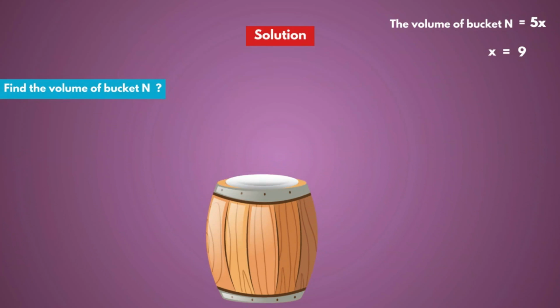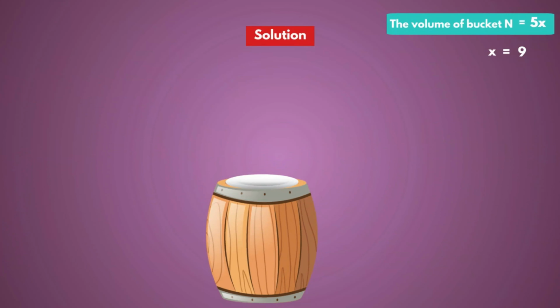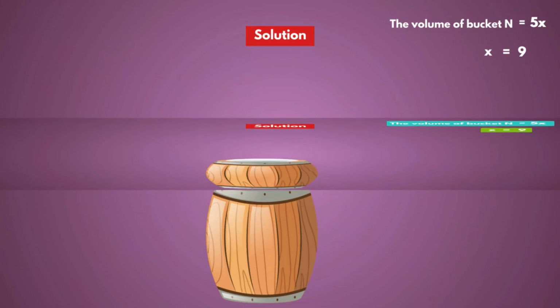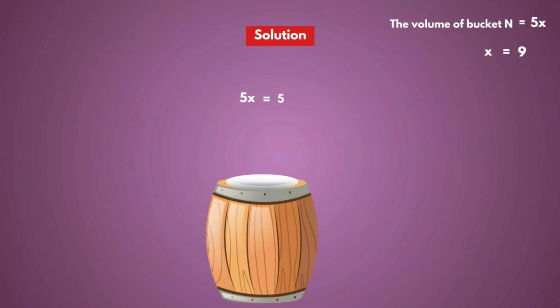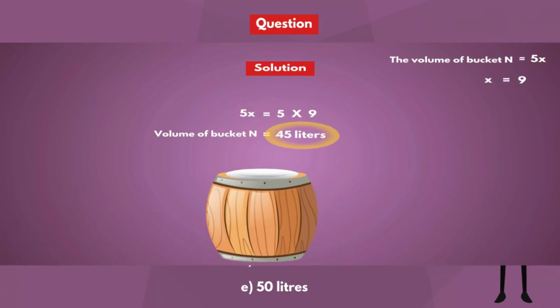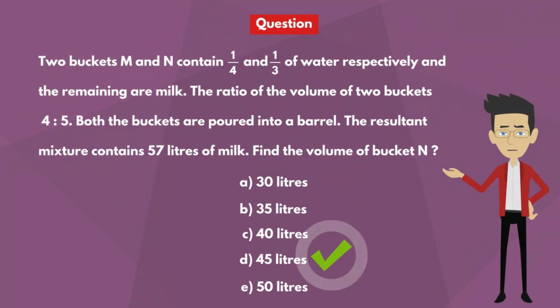So here we need to find the volume of bucket N, and here we know the volume of bucket N is 5x and x is equal to 9. So 5x is equal to 5 into 9, that is 45. So the volume of bucket N is 45 liters. So the answer is option D, 45 liters.